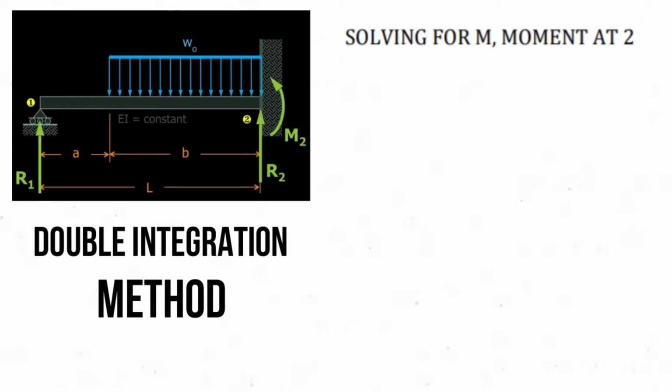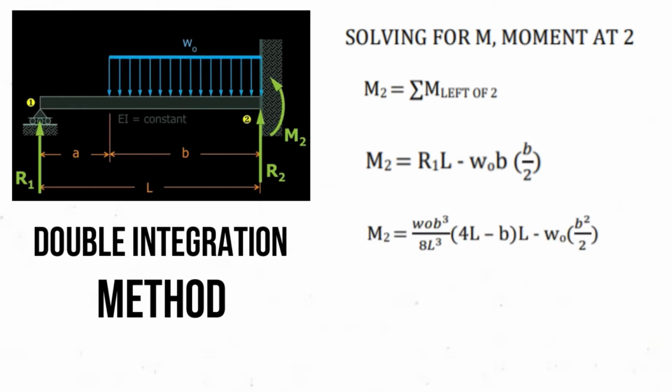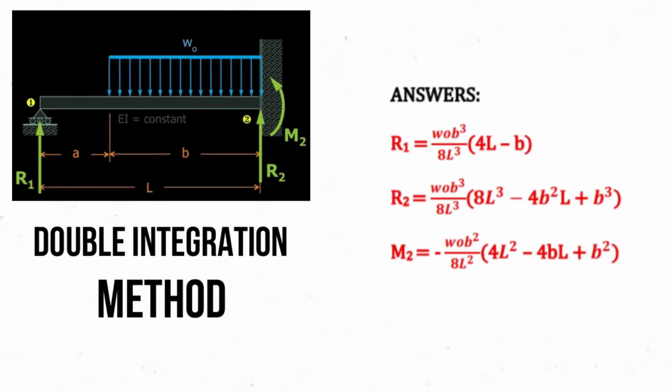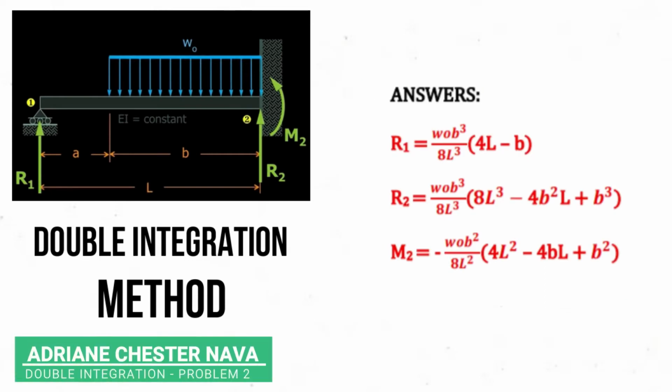Lastly, for M2, we will solve using the moment at the left side of 2. We will have M2 equals R1 times L minus WOb multiplied by b over 2. Substituting the equation for R1, we will have the following equation. Then factoring out negative WOb squared over 8L squared, we will have the value of M2. Therefore, the answers are the following equivalent equations.